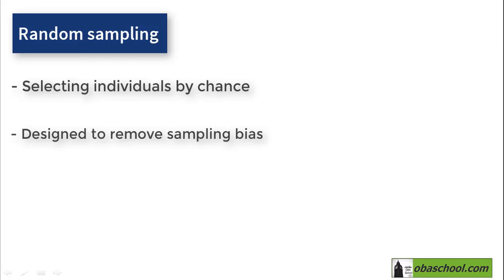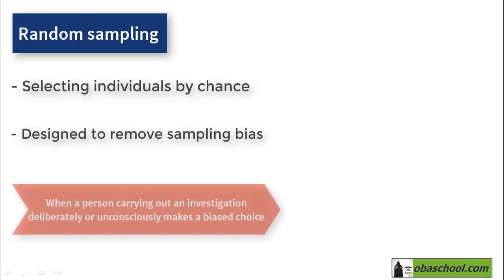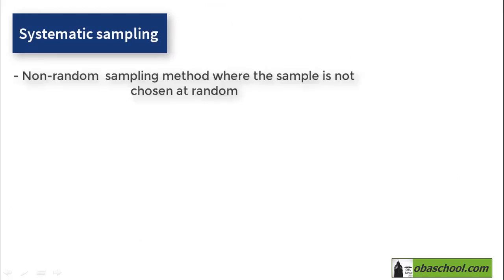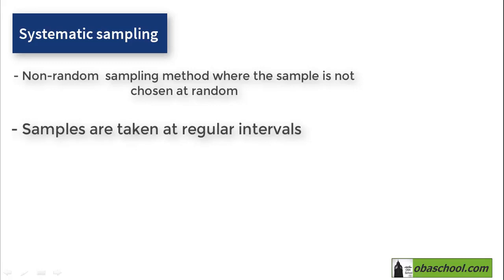Sampling bias means when a person carrying out an investigation deliberately or unconsciously makes a biased choice, like choosing to sample an area having more flowers because it looks appealing. On the other hand, systematic sampling is a non-random sampling method, meaning the sample is not chosen randomly. In this technique, samples are taken at regular intervals, for example, every 1 meter.